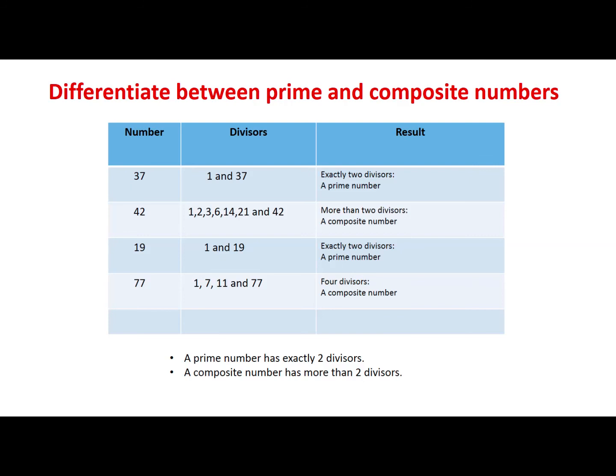Next, 42. The divisors of 42 are 1, 2, 3, 6, 14, 21 and 42. So these are more than 2 divisors. It is a composite number. Next, 19. 19 has only 2 divisors, 1 and 19. So it is a prime number. Next, 77. 77 has more than 2 divisors, 1, 7, 11 and 77. It has 4 divisors, so it is a composite number. It means a prime number has exactly 2 divisors. A composite number has more than 2 divisors.